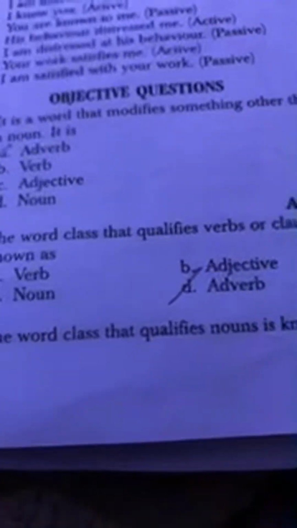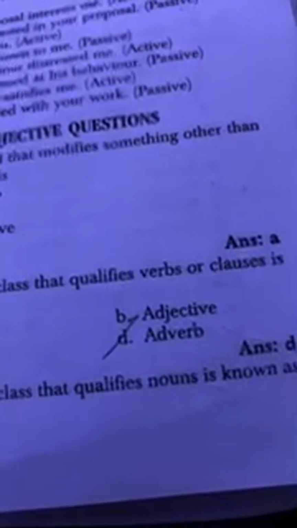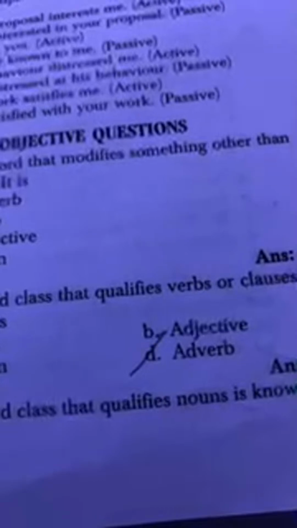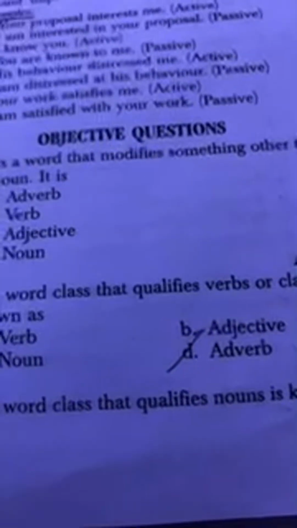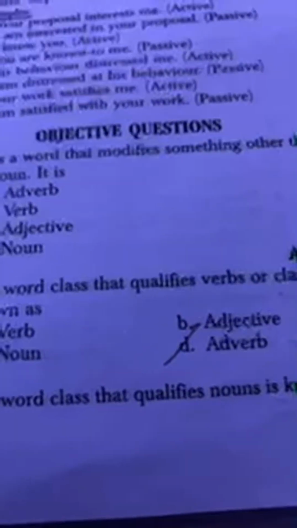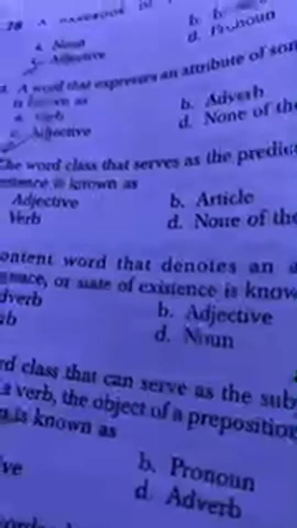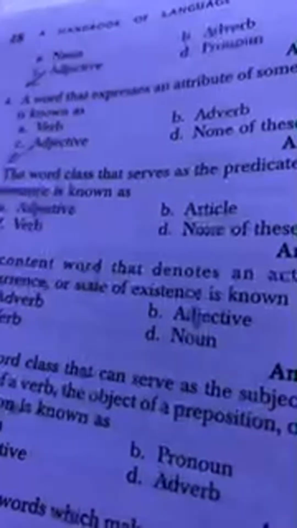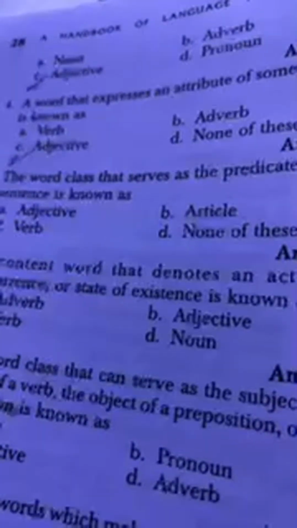The word class that qualifies a noun is known as... what qualifies a noun, what describes a noun? So that's your adjective, right? So the answer, option C, is the correct answer, adjective. A word that expresses an attribute of something is known as, again, the answer is adjective.